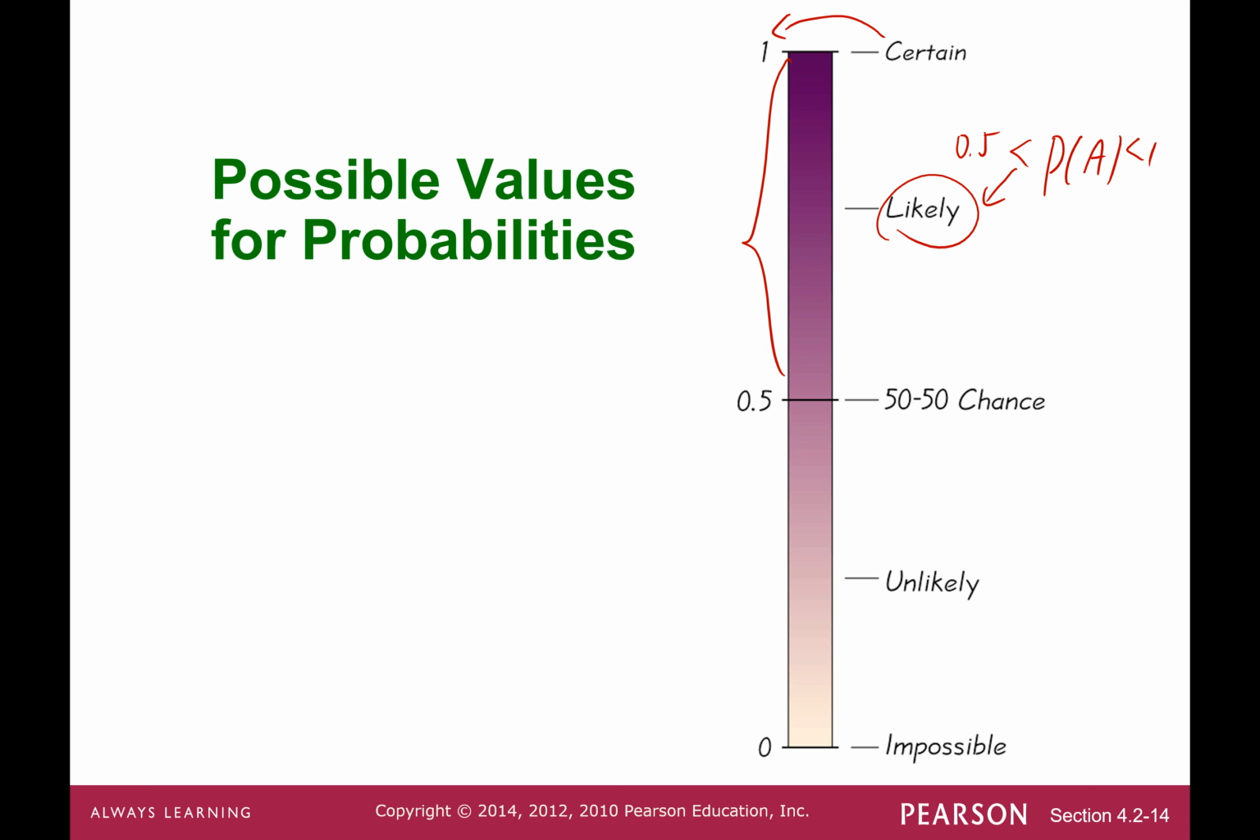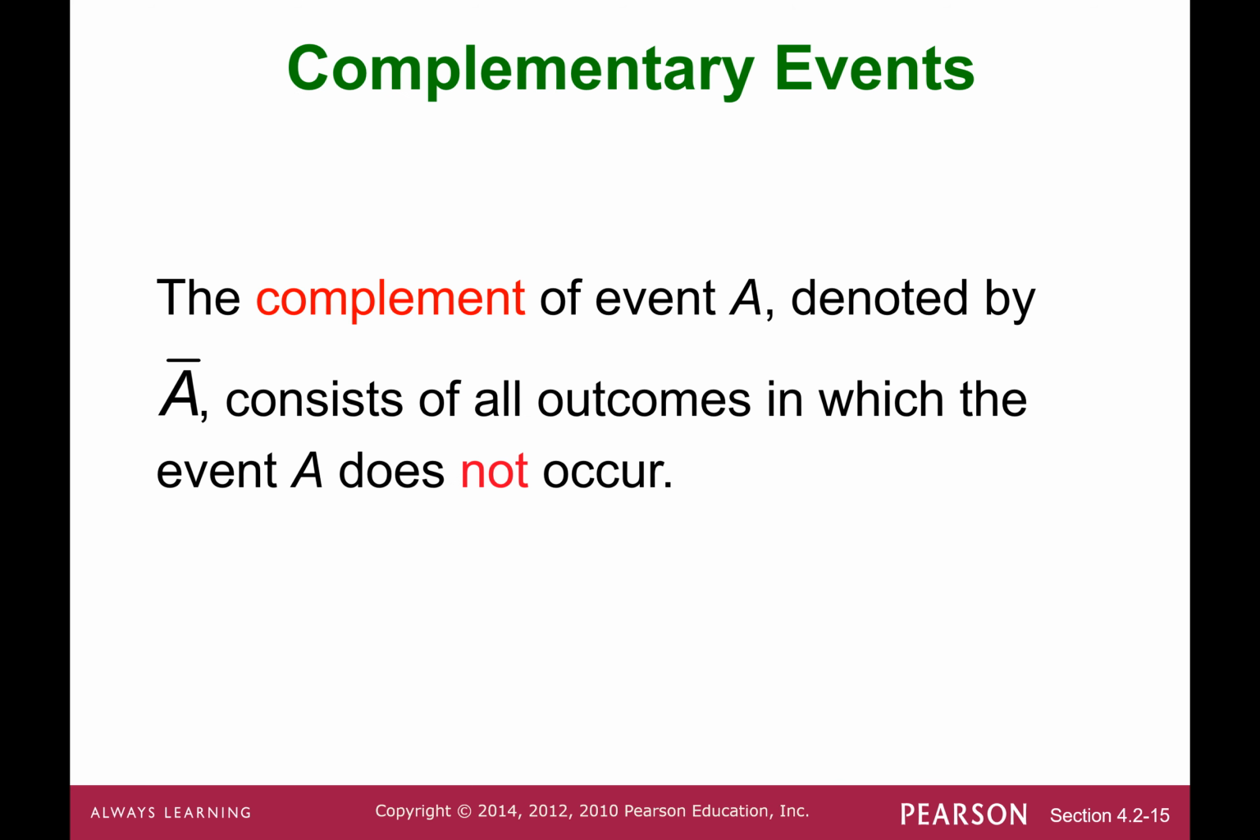Okay, that's a likely event. 50-50 chance, 0.5 as probability. Unlikely event is probability of A greater than 0, less than 0.5. That's an unlikely event. Impossible event has probability of 0. Okay. So that's the breakdown of all the possible values of probability.